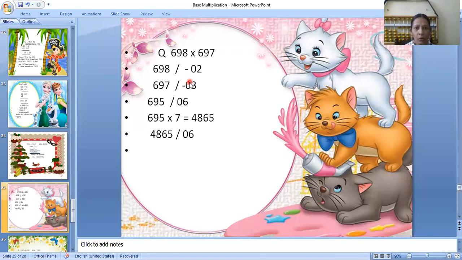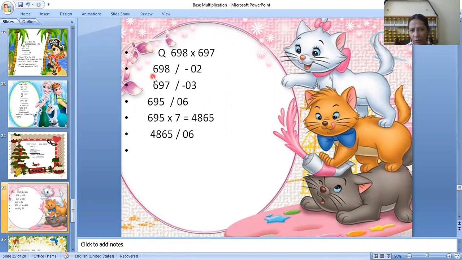Now you see, what is the base here? Base here is 700. Okay, base here is 700. So what will you do here? 698 minus 700, you will get here minus 02, or 697 minus 700, you will get here minus 03. So you will multiply minus 02 with minus 03. So you will get the positive term now. So you will get here plus 06.